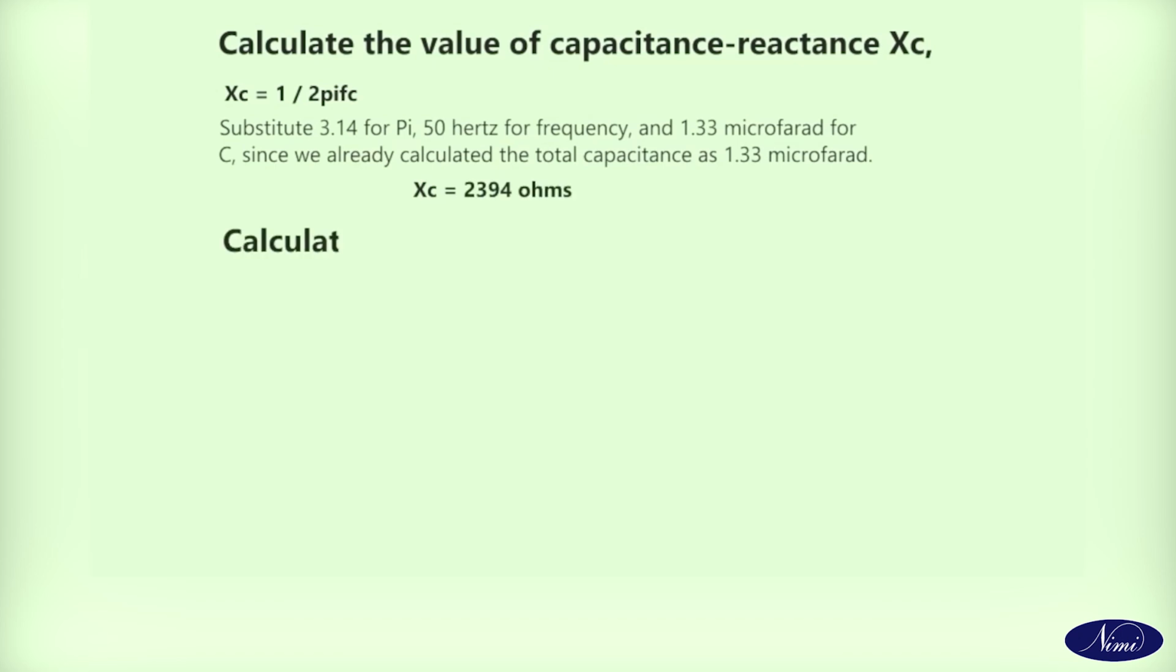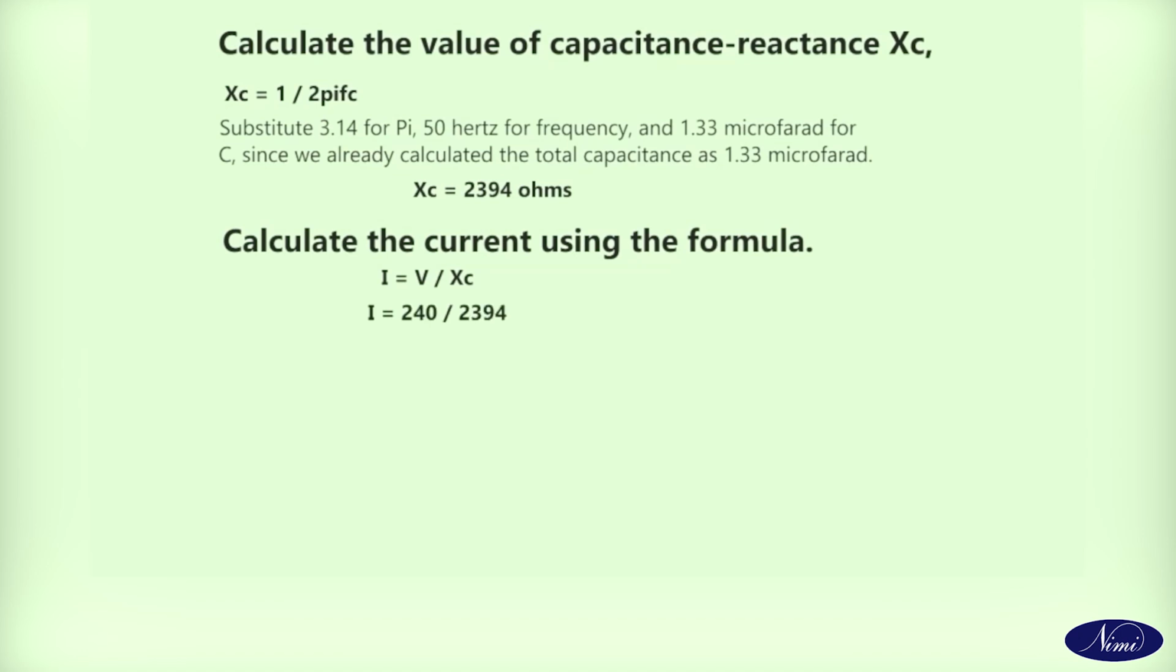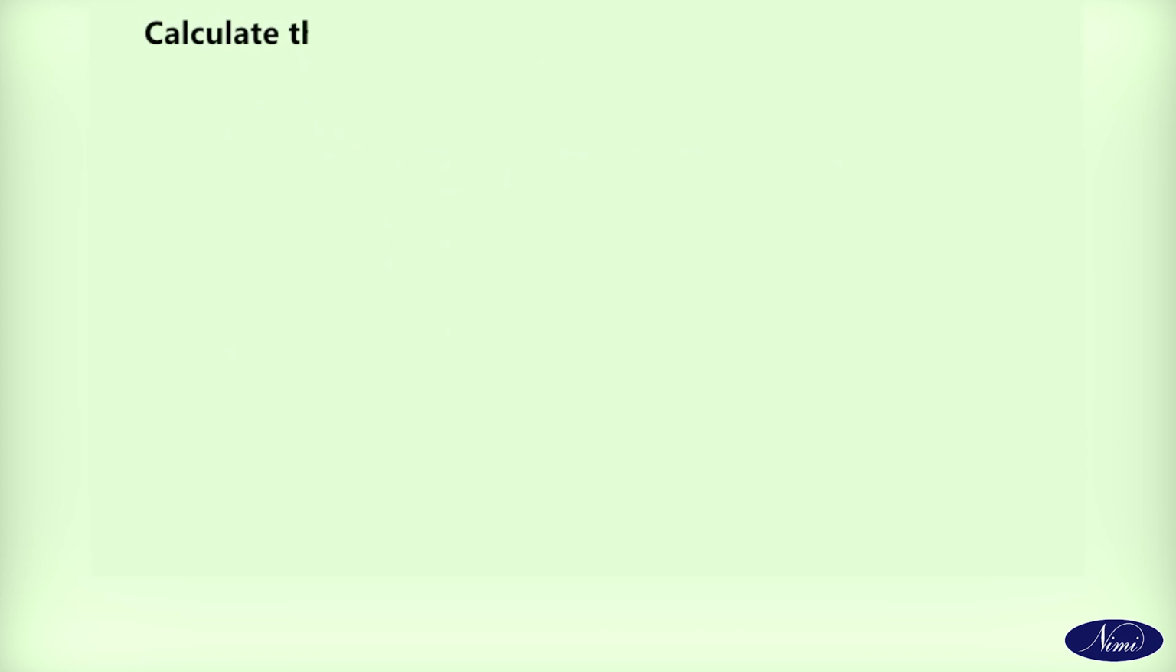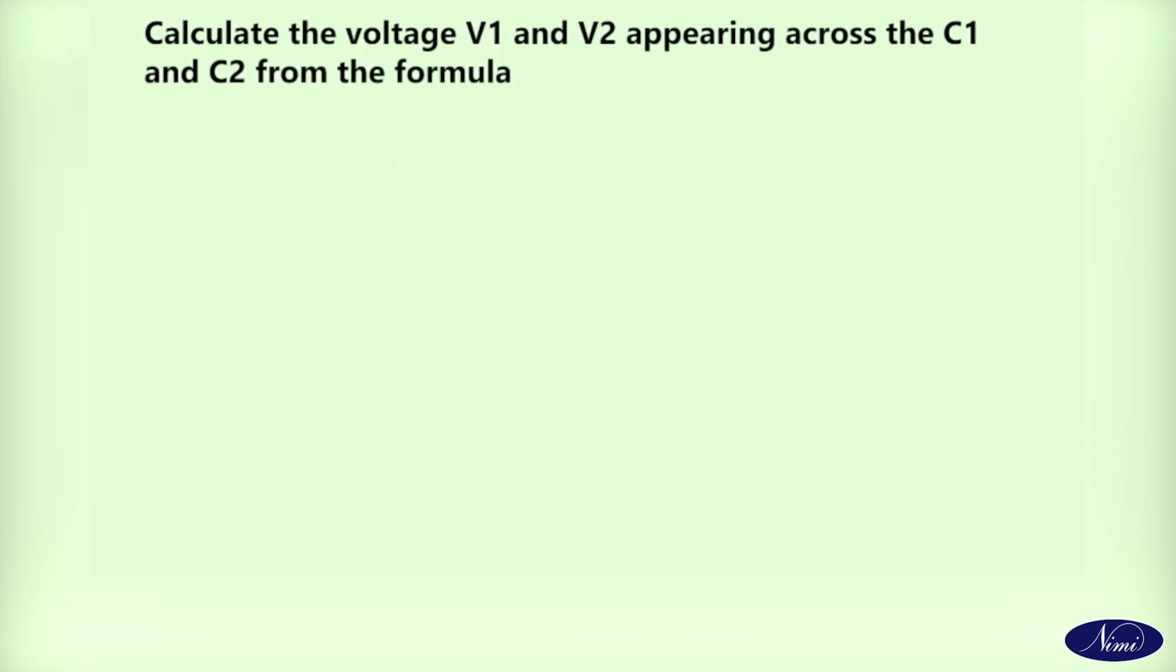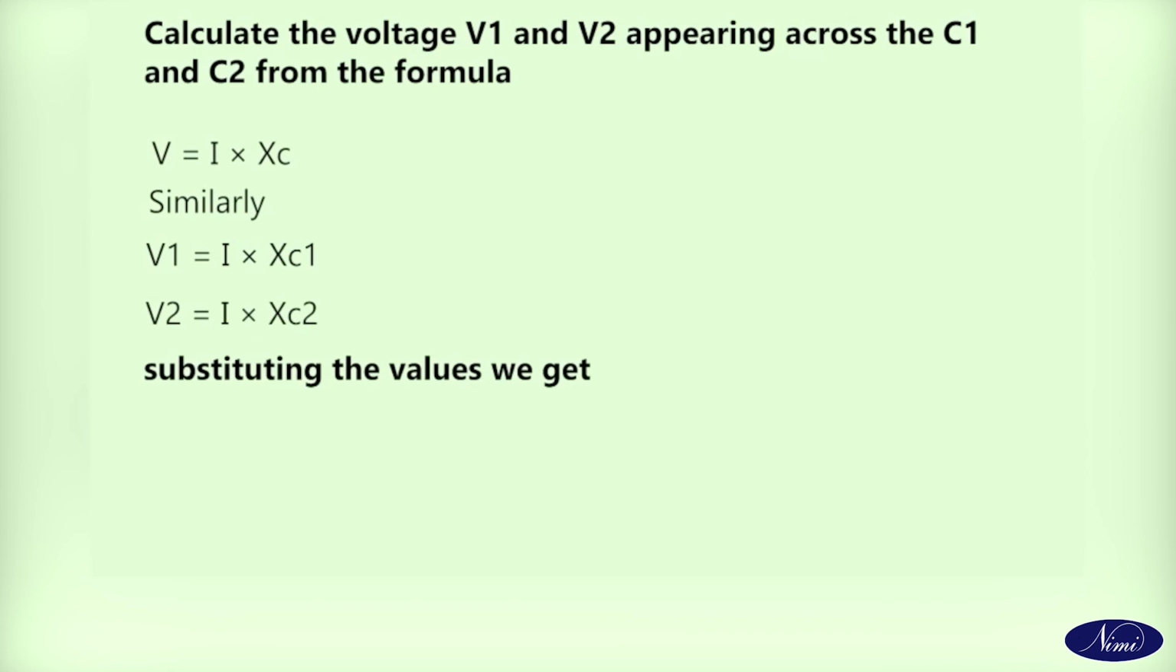Calculate the current using the formula I is equal to V by Xc. I is equal to 240 by 2394. We get 0.1 amps or 100 milliamps of current. Calculate the voltages V1 and V2 appearing across C1 and C2 from the formula V is equal to I into Xc. Similarly, V1 is equal to I into Xc1, and V2 is equal to I into Xc2.